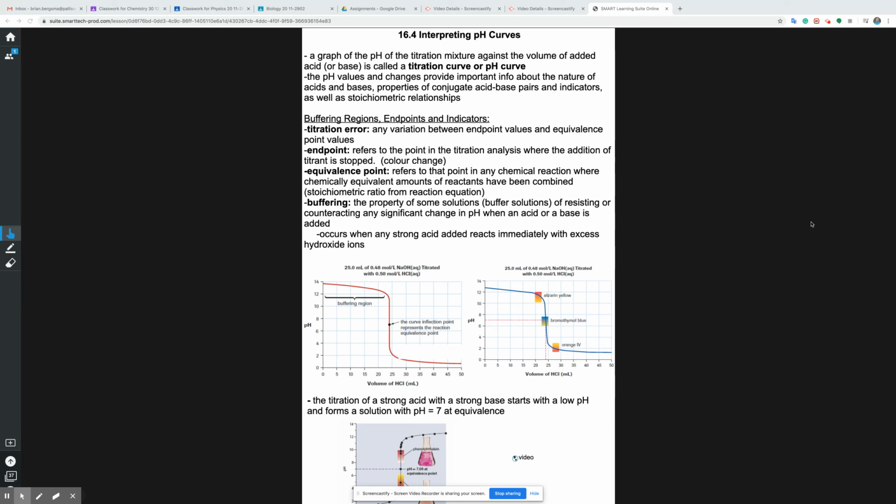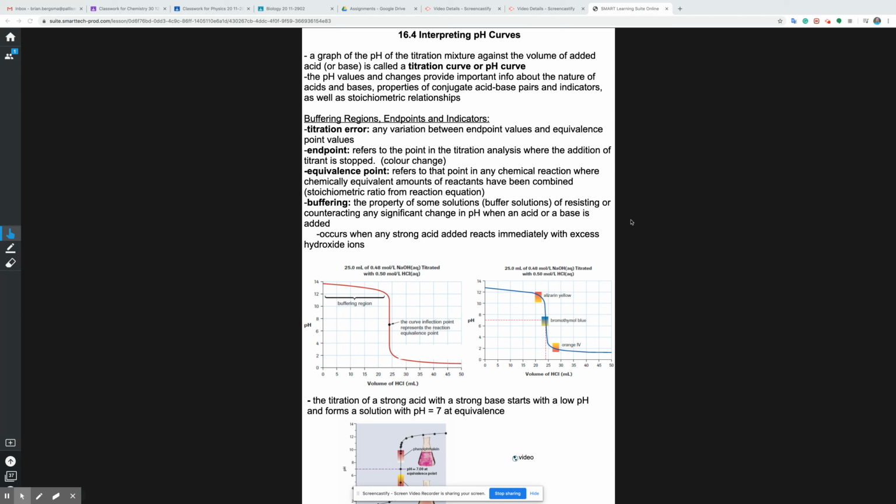But really, the pH values change as the nature of acids and bases, the properties of conjugate acid-base pairs, indicators, and stoichiometric relationships change. As they change, they're going to change our pH. So, knowing some key words when it comes to these titration curves or pH curves: titration error is any variance between the endpoint values and equivalence point values.